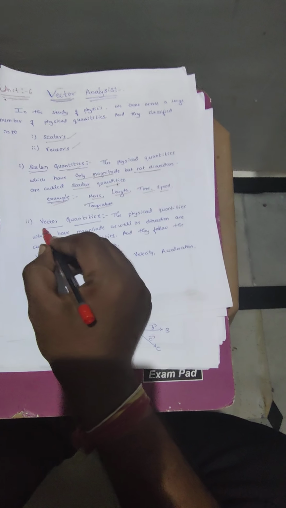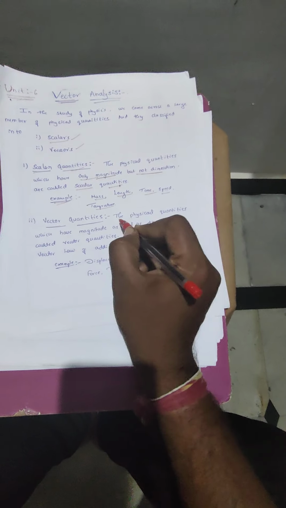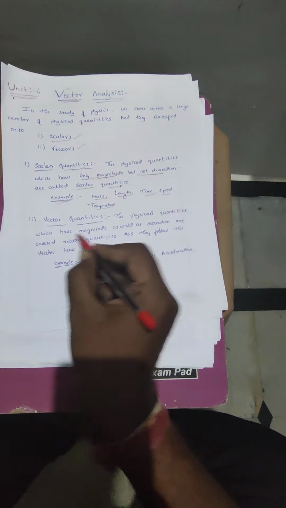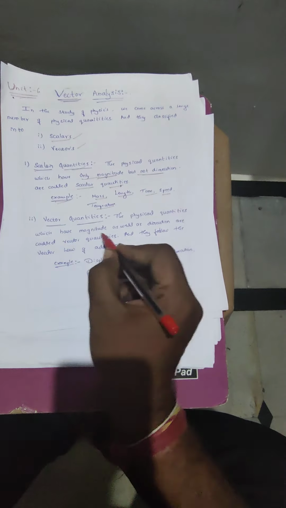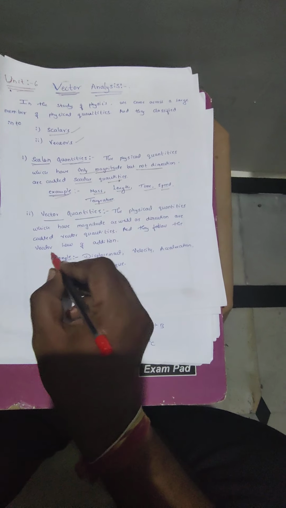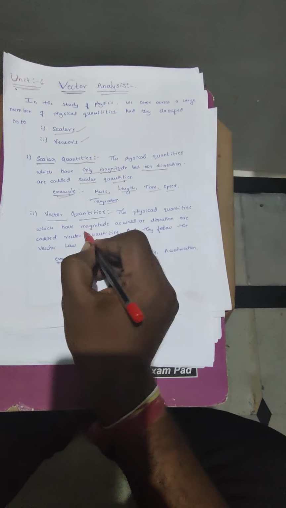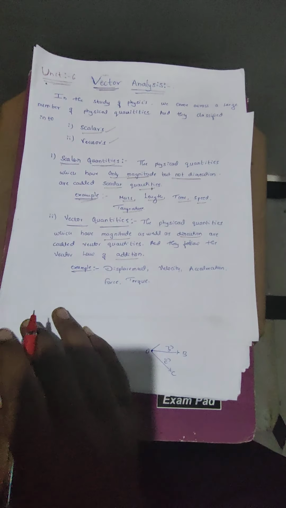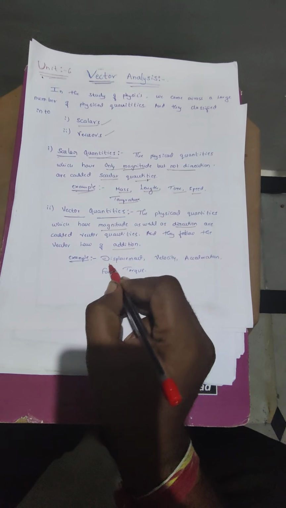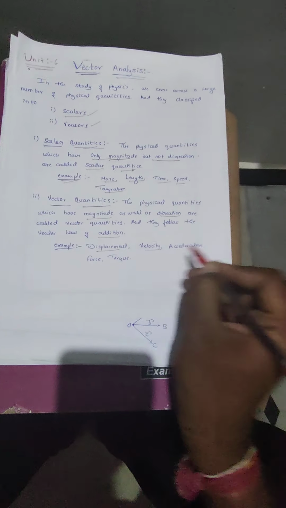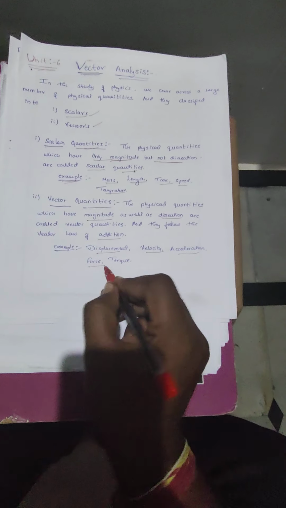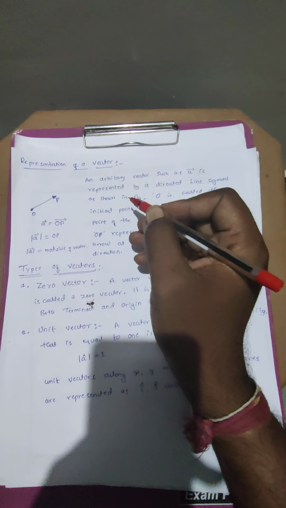Next, the vector quantities. The physical quantities which have magnitude as well as direction are called vector quantities, and they follow the vector law of addition. The quantities which have both magnitude as well as direction are called vector quantities. Examples for vector quantities are displacement, velocity, acceleration, force, torque.